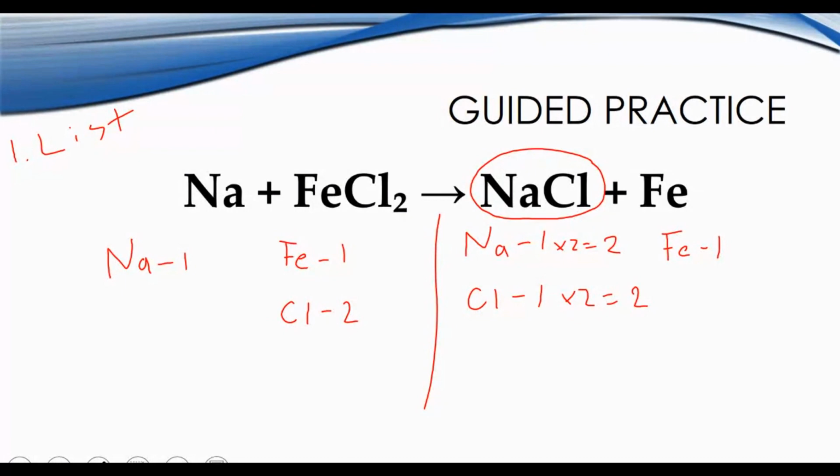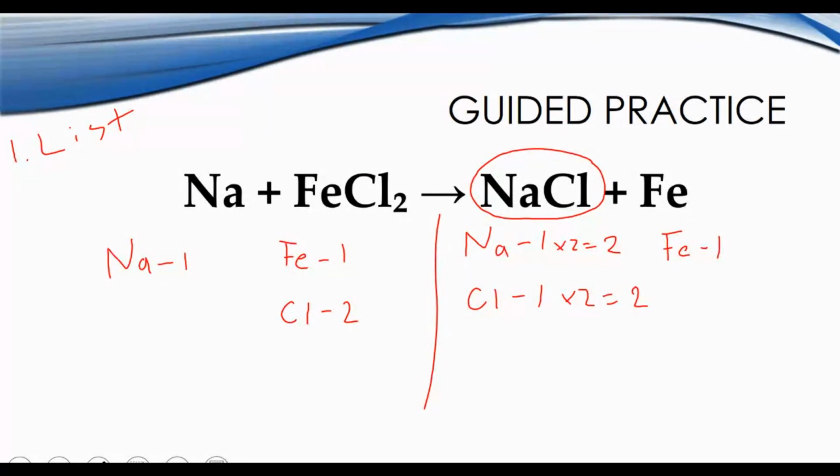All right, so I fixed my chlorines. But whenever I multiply that chlorine by 2, it affected the sodium that was with it. So now I'm saying that there were 2 sodiums at the end, and that's a problem because at the beginning, there's only 1. So I have to go back and fix that.